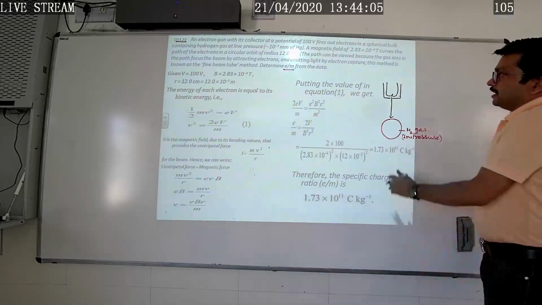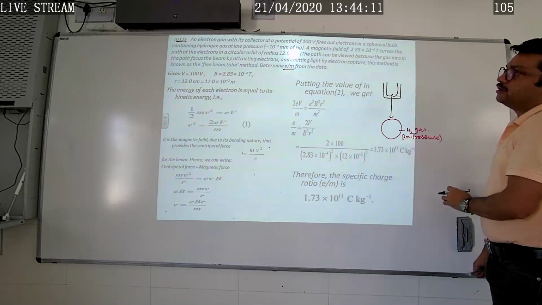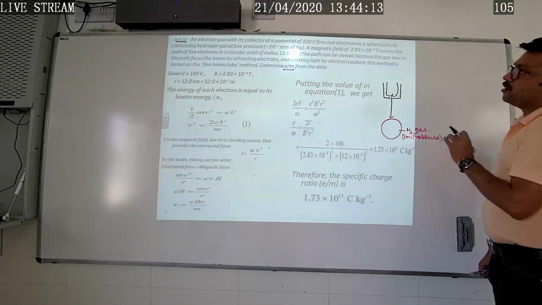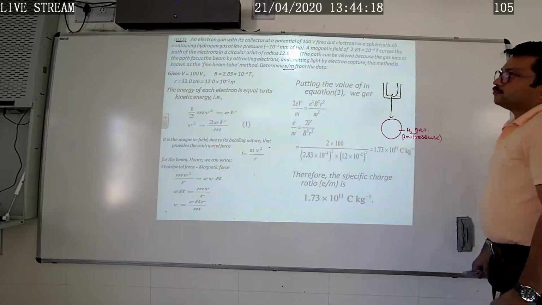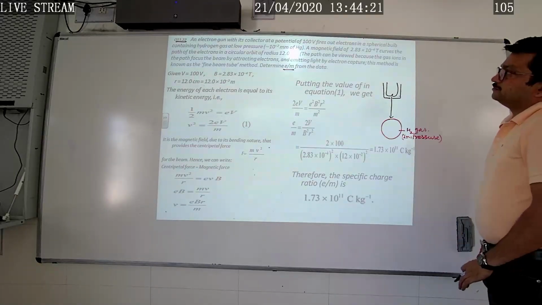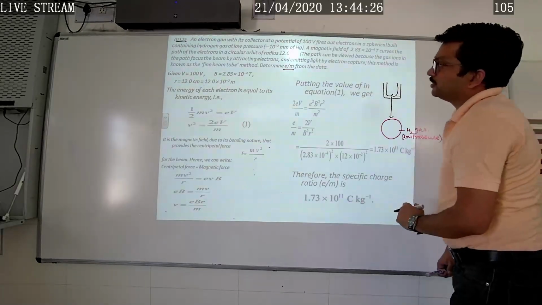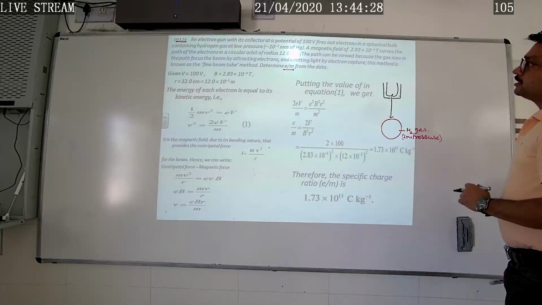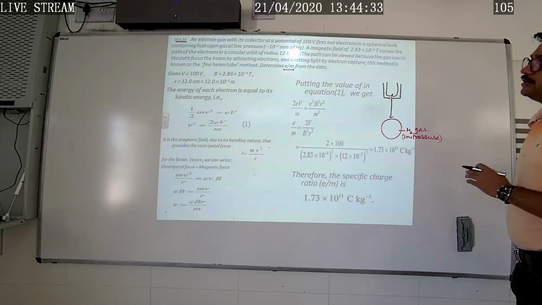Once again repeating, an electron gun with its collector at a potential of 100 volt fires out electrons in a spherical bulb containing gas at low pressure. A magnetic field of this much curves the path of the electron in a circular orbit of this radius, and the path can be viewed because the gas ions in the path focus the beam by attracting electrons and emitting light by electron capture. So we have to calculate this e by m from the data.